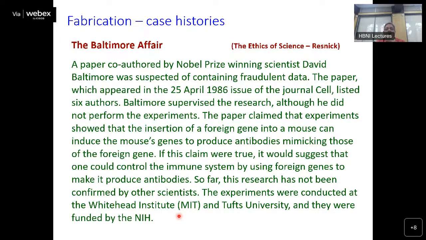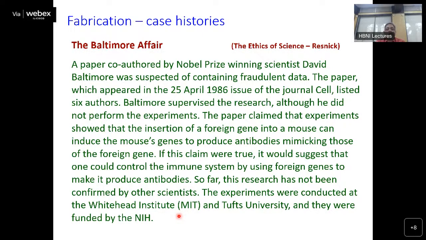Then finally, we have another very famous case called the Baltimore Affair. This involved a Nobel Prize winning scientist called David Baltimore. In one of his papers, it was suspected that it contained some fraudulent data. This appeared sometime in 1986 in the journal Cell, and there were six authors. David Baltimore is supposed to have supervised the research, but of course he did not do the experiments, which are done by the students.